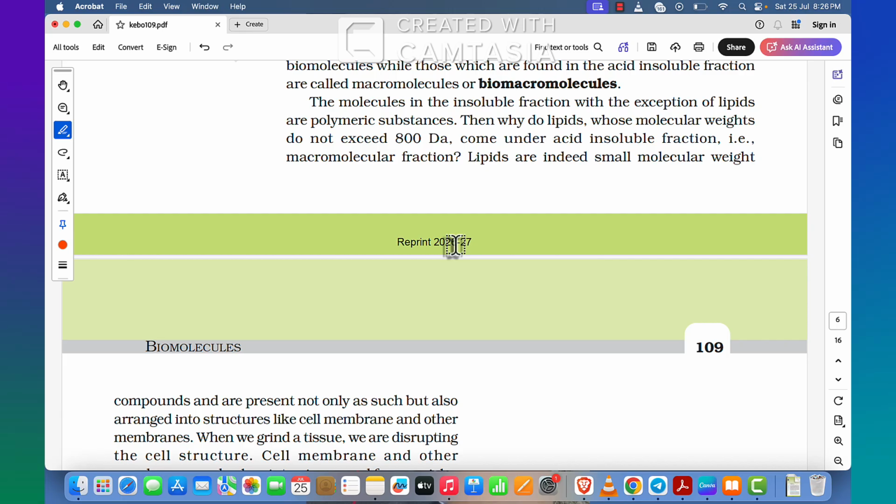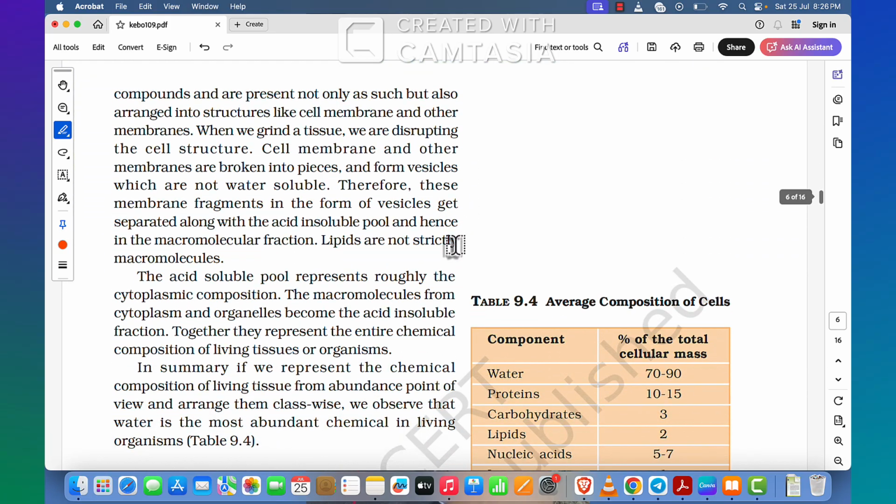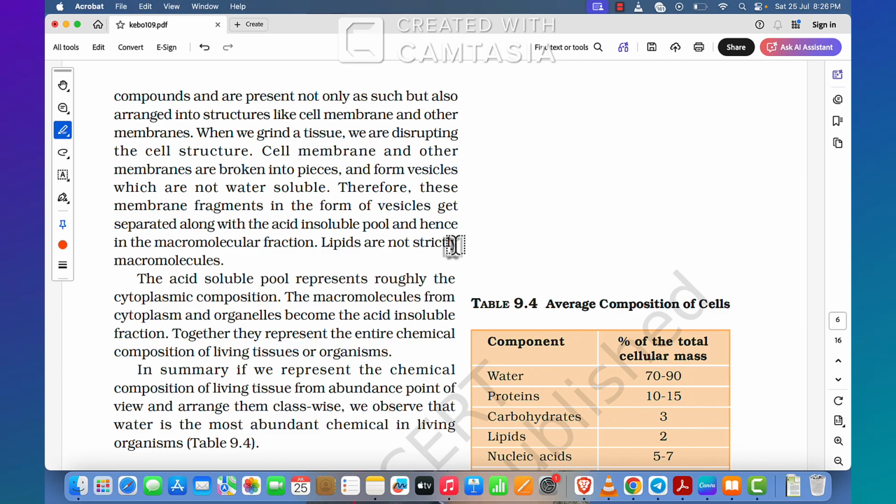Then why do lipids, whose molecular weight does not exceed 800 dalton, come under the acid-insoluble fraction, that is the macromolecular fraction? Lipids are indeed small molecular weight compounds and are present not only as such but also arranged into structures like cell membrane and other membranes. When we grind a tissue, we are disrupting the cell structure. Cell membrane and other membranes are broken into pieces and form vesicles which are not water soluble. Therefore, these membrane fragments in the form of vesicles get separated along with the acid-insoluble pool and hence are in the macromolecular fraction. Lipids are not strictly macromolecules.